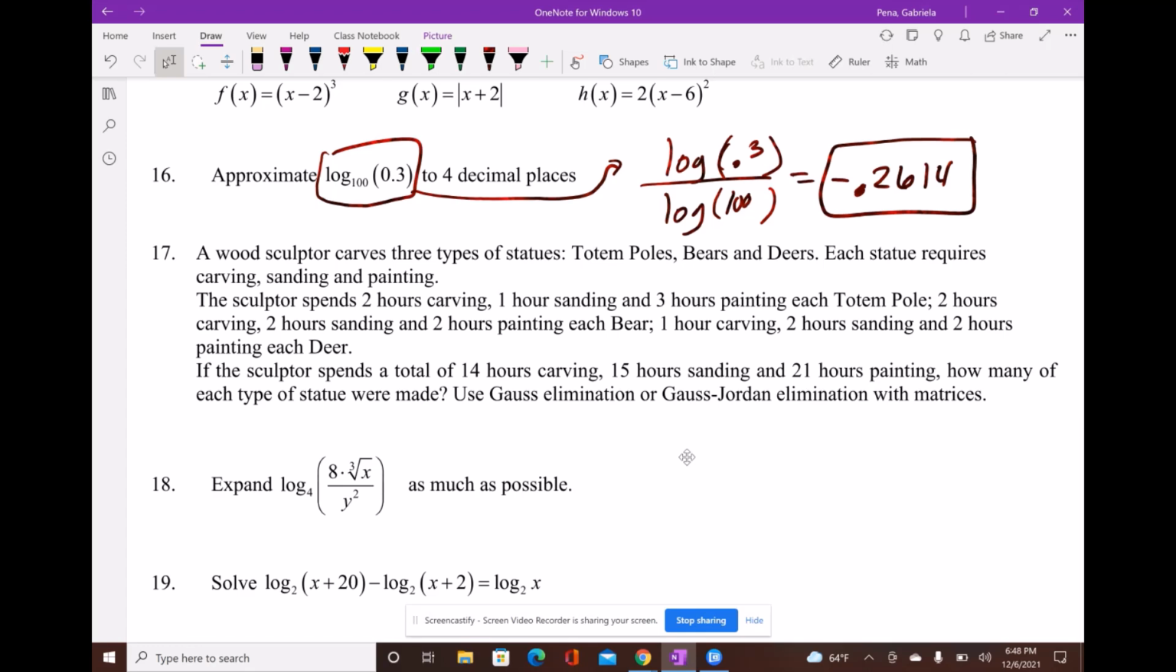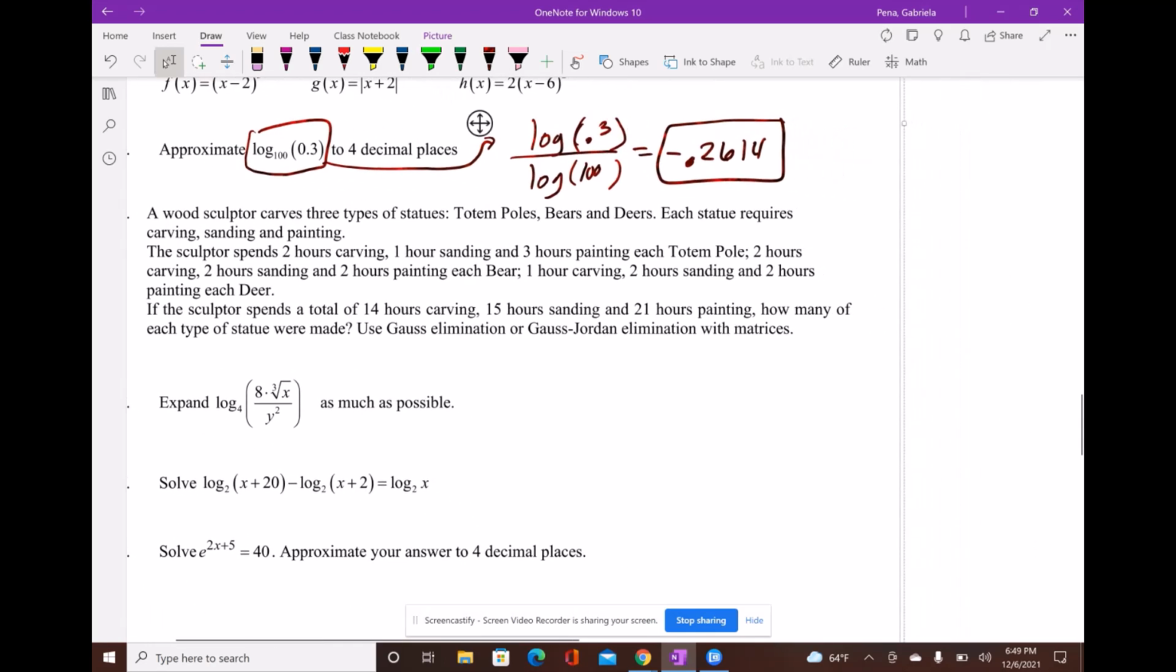Alrighty. Number 17. A wood sculptor carves 3 types of statues: some poles, some bears, and some deers. Each statue requires carving, sanding, and painting. The sculptor spends 2 hours carving, 1 hour sanding, 3 hours painting for the pole, and so on. So it has to use Gauss elimination or Gauss-Jordan.